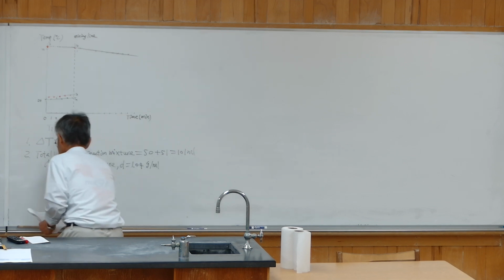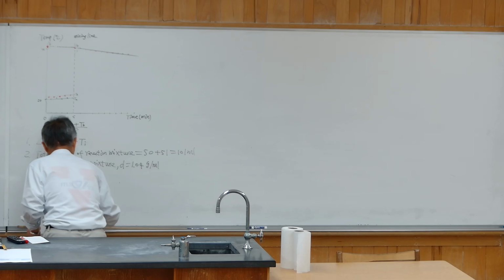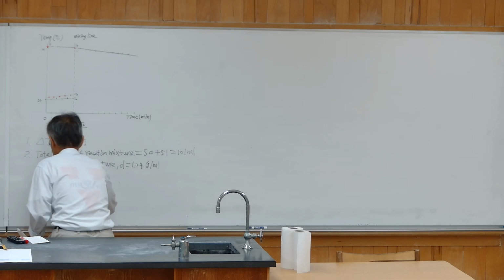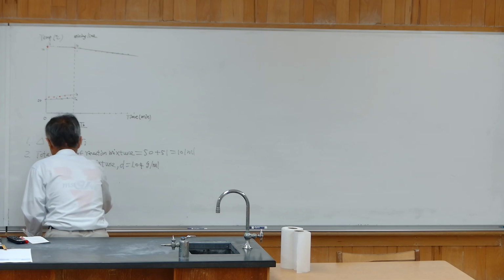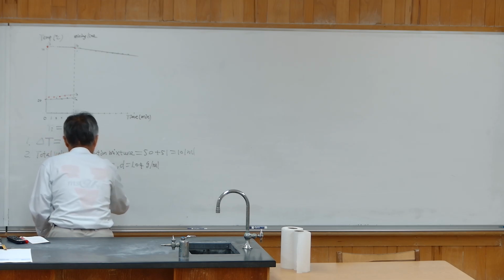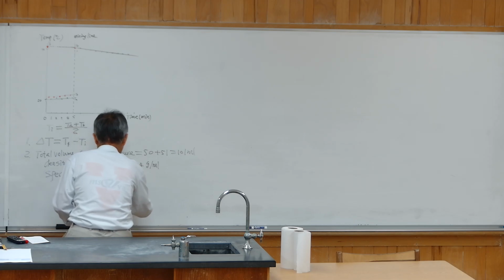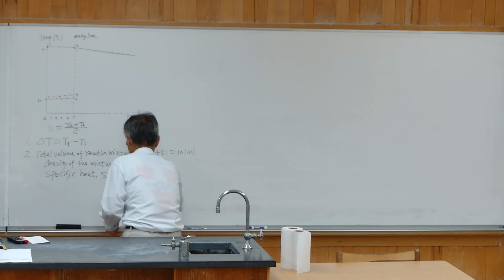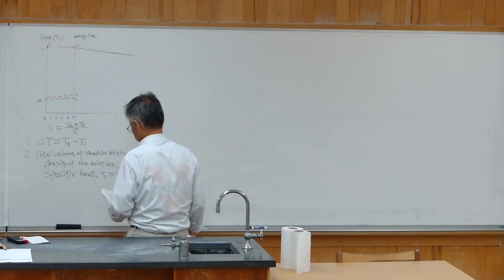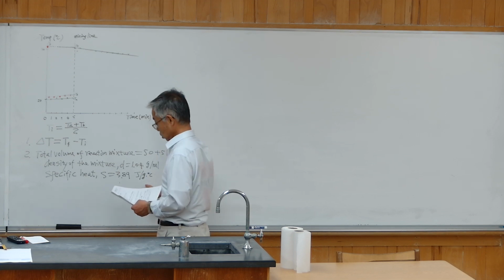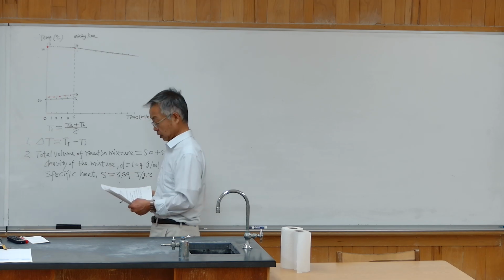And the specific heat of the reaction mixture is 3.89 joule per gram per Celsius degree. So this is a specific heat of the reaction mixture, 3.89 joule per gram per Celsius degree. Not as the lab manual says, it is heat capacity. This is a specific heat.